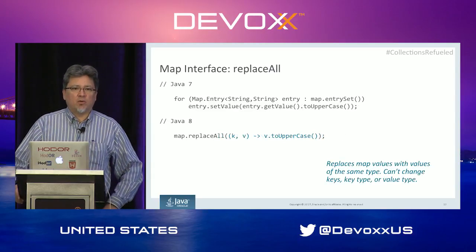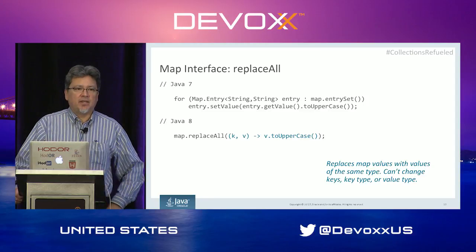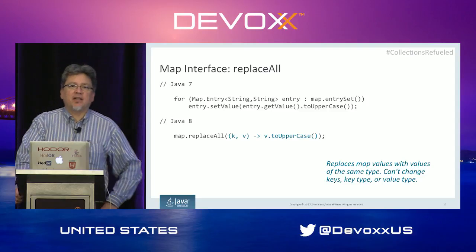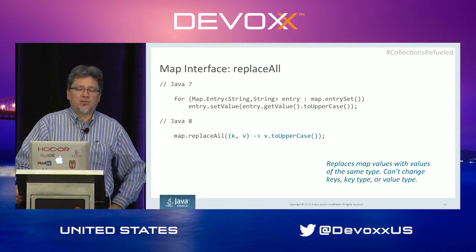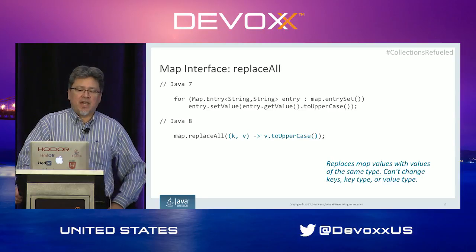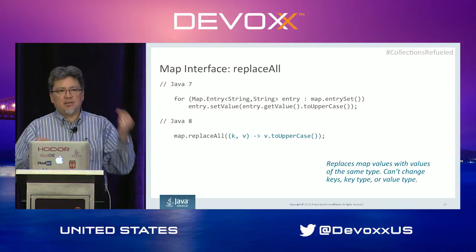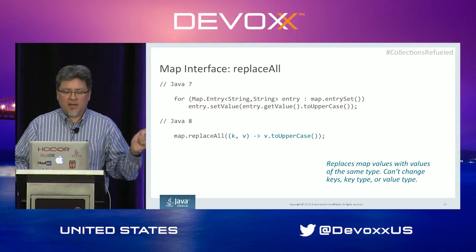Similar to list, there's also a replaceAll on map. In Java 7, you had to write a for loop over each entry. Map entry has a setValue method, so you can actually modify the underlying entry in place. But replaceAll does that for you. The semantics here are, this takes a lambda that takes two arguments, the key and the value, and the return value is the replacement value.